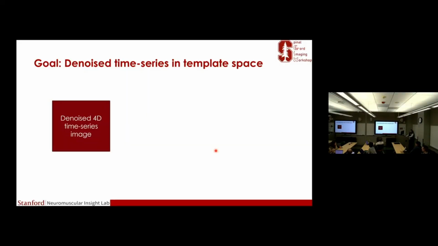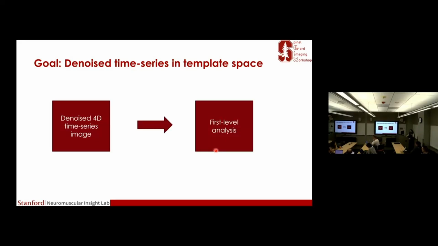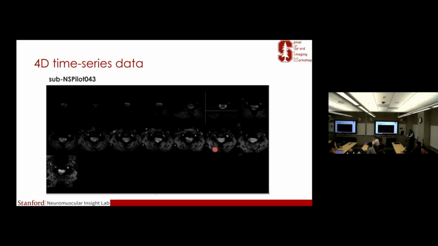So functional processing is to create a denoised 4D time series image so that we can do our first level subject-based analysis, which we can then use to look at the group level activation maps. And as we talked throughout the whole session today, it's very important how you process your data. It's also very important how you acquire your data, but we are focusing on pre-processing here. And this is our 4D time series data.